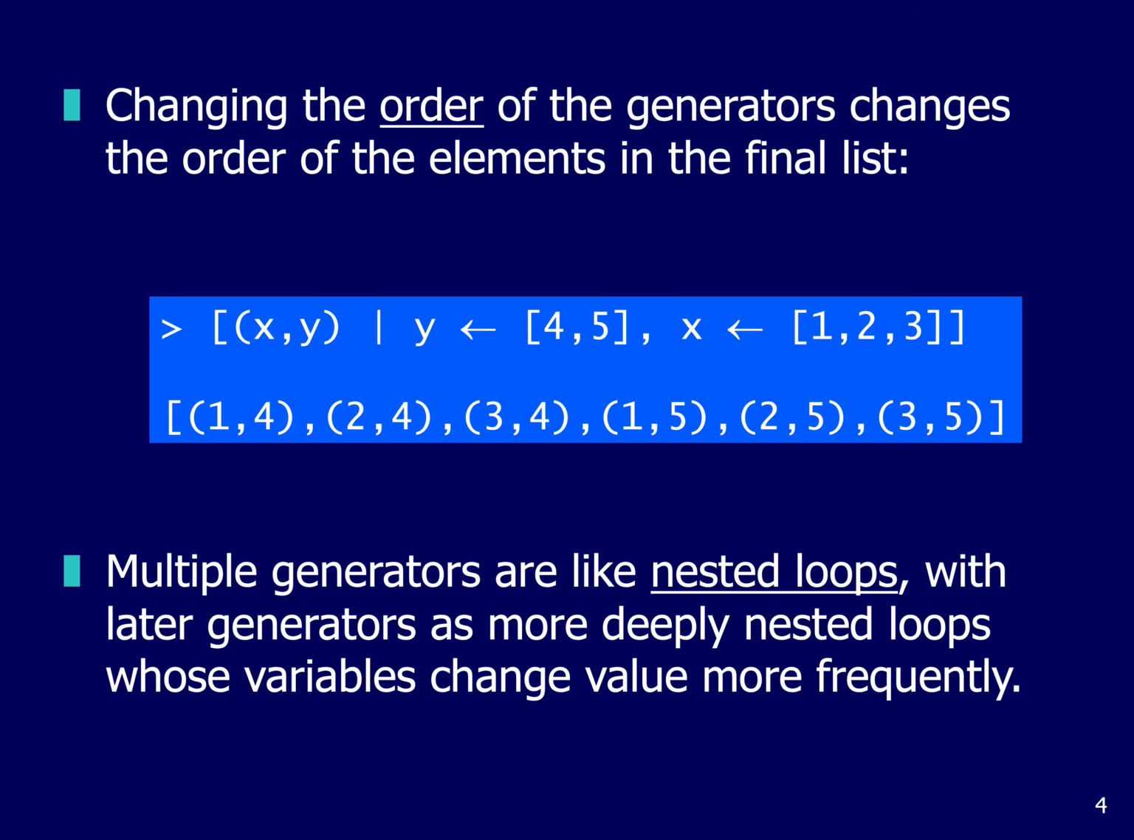Multiple generators are like nested loops, with later generators as more deeply nested loops whose variable changes value more frequently. We can think about this example a bit operationally, a bit like a for loop, or a nested for loop. If we look at the example in an imperative way, this would be like saying for y ranges from 4 up to 5, and then as an inner loop, for x ranges from 1 to 3, and then we're returning the pair x, y. So this is showing us that the x component is going to change quickly because it corresponds to the inner loop, and the y component is going to change slowly because it corresponds to the outer loop.